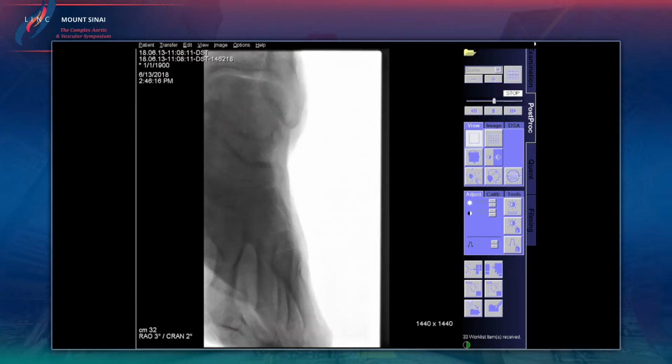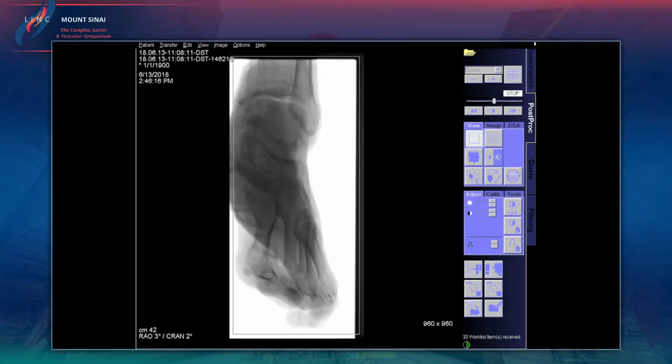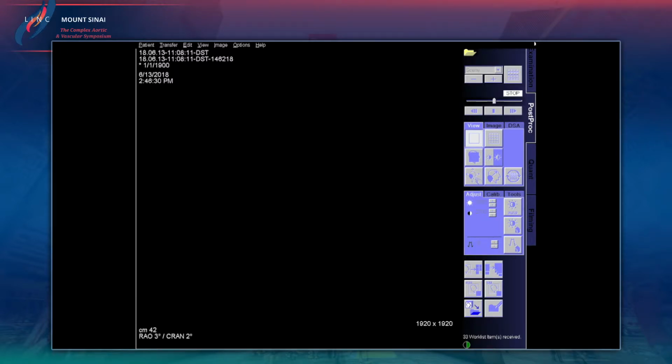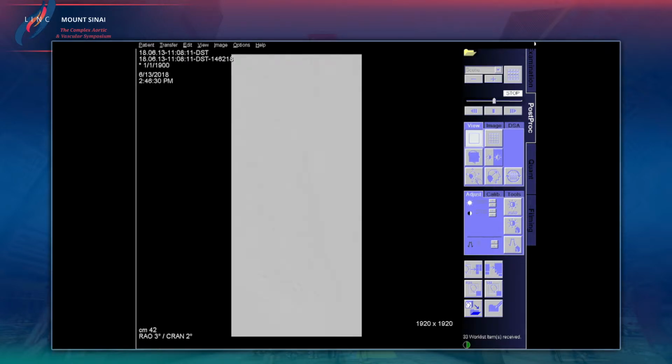Come off mag, yeah. There you go. Look at that. Beautiful. There you go. Try not to move, sir. Wow.